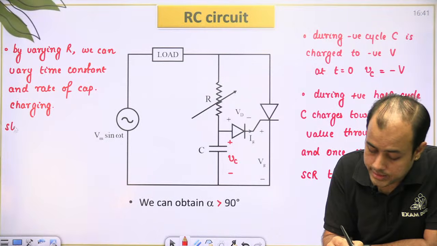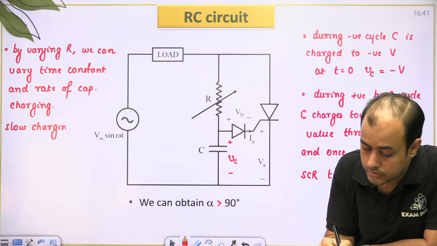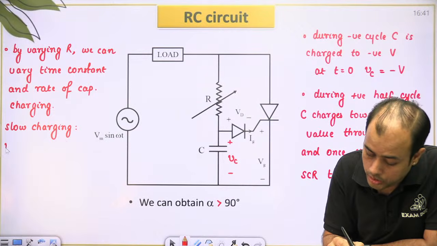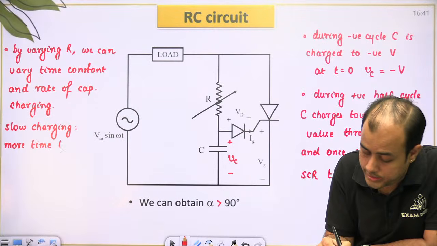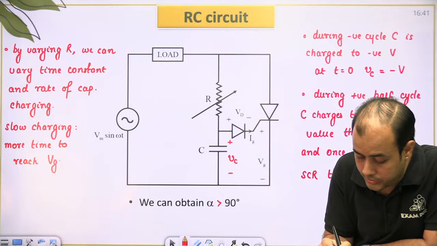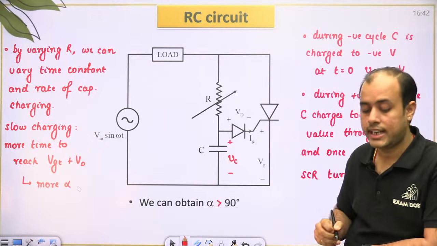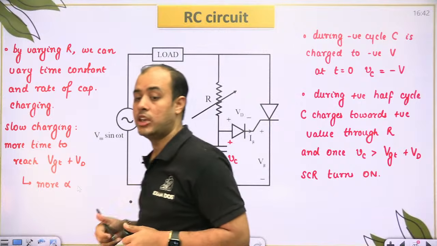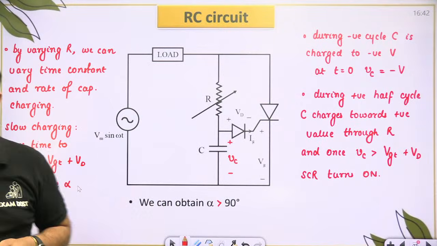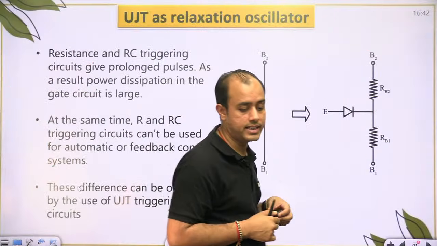तो स्लो चार्जिंग means more time to reach VGT plus VD, which means more alpha. So that way beta, you can decide the value of alpha by varying the value of R. So the advantage is you can obtain alpha greater than 90.